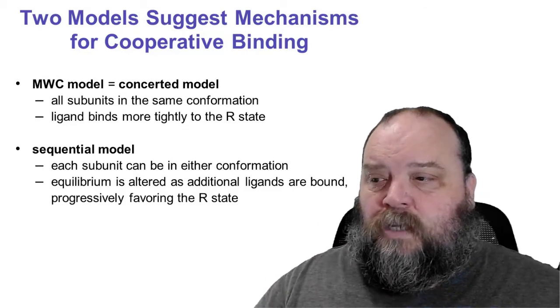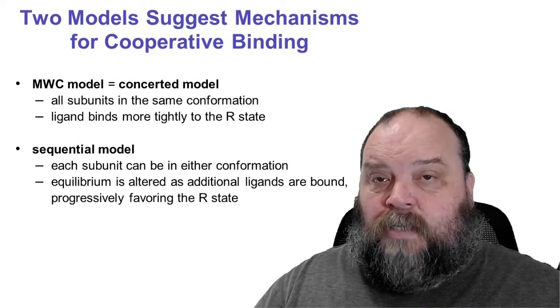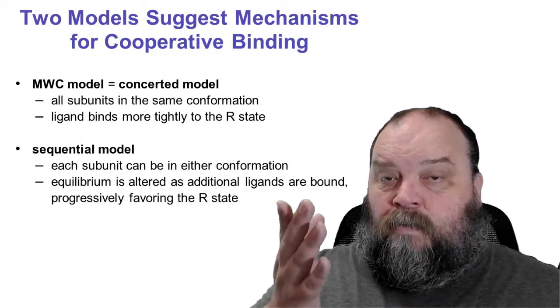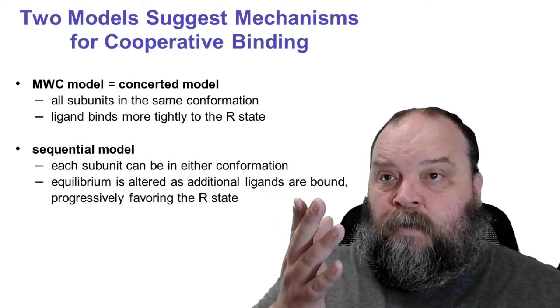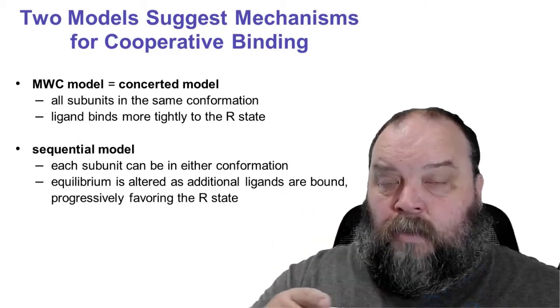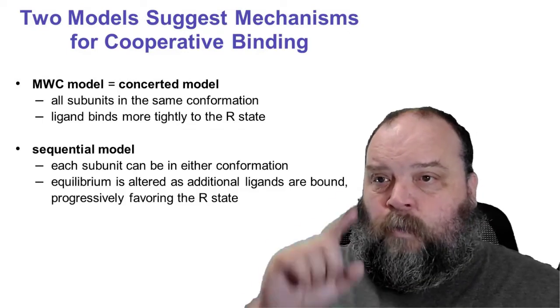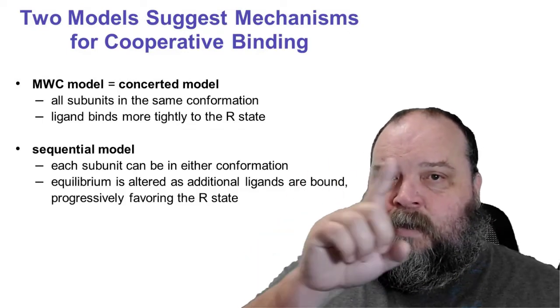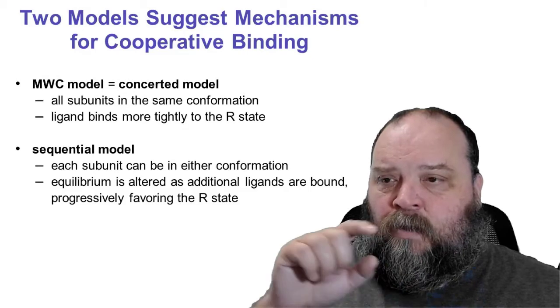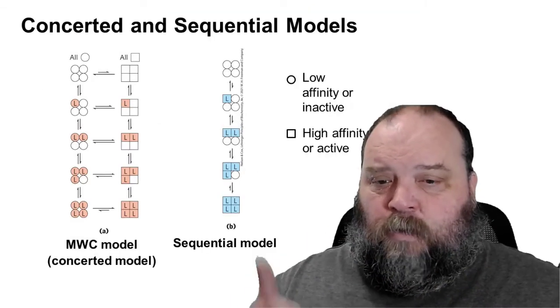The MWC model, the concerted model, all subunits in the same conformation. If one of the four subunits of hemoglobin starts to transition from T to R, all the others will also do that and have a higher affinity? Or is it sequential, one at a time? A goes, then B goes, then A goes, then B goes. Here's what it looks like when you diagram it out.